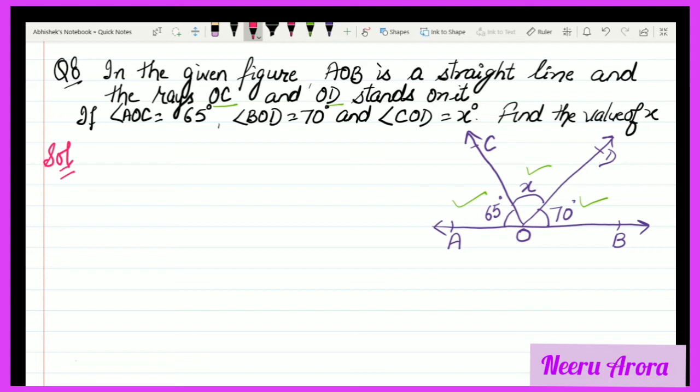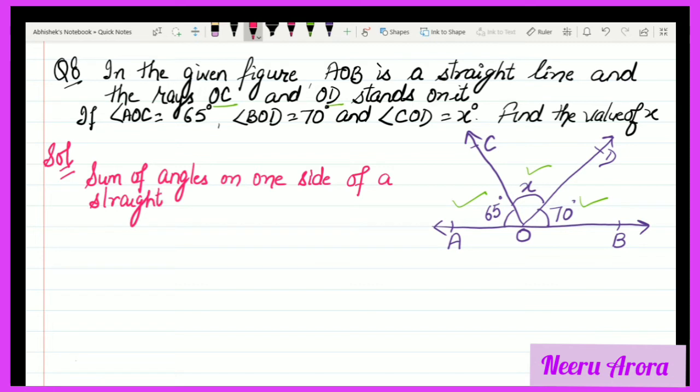So we know that whenever we have angles on one side of a straight line, their sum is 180 degree. Sum of angles on one side of a straight line is equal to 180 degree. Whenever we have two or three or more angles on one side of a straight line, their sum is 180 degree.